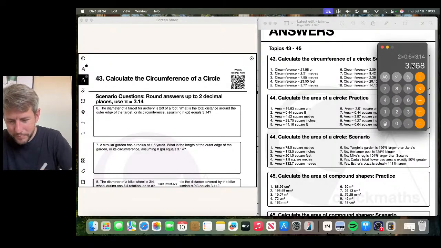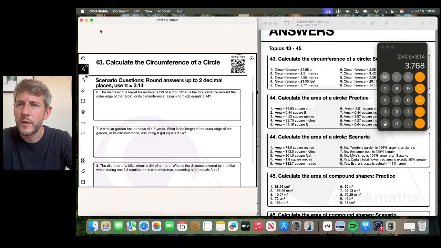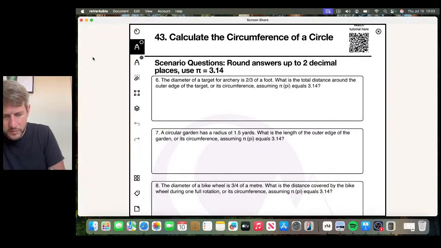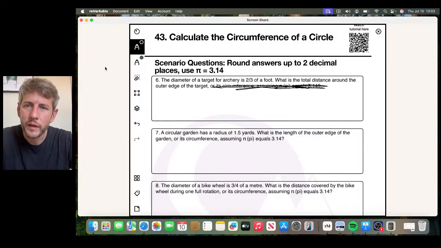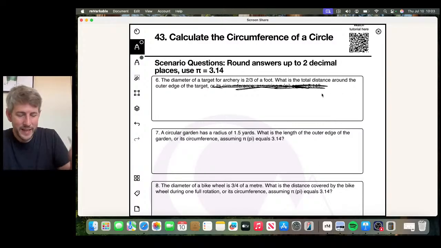So here we go. It's a 43 scenario. We've already updated these. So the diameter of a target for archery is 3/4 of a foot. What is the total distance around the outer edge of the target? Okay, so that's, again, the circumference. Yeah, so that makes sense.